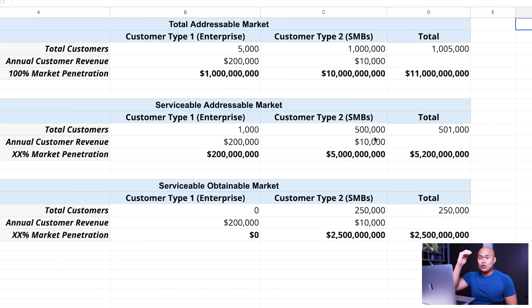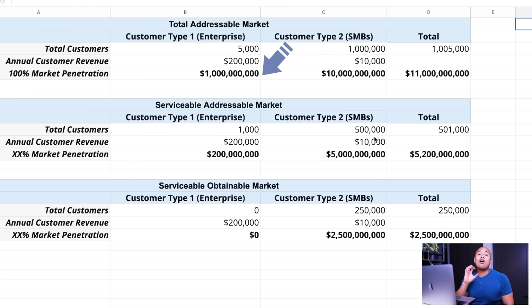And if we look at the different columns and rows, in the rows we have to understand the number of total customers. We have to understand the annual customer revenue coming from those customers. And then also, what is that total for 100% of that in terms of penetration? So in this example, we have a total of 5,000 enterprises within this space that make up the total addressable market. Each of those customers on average will bring in $200,000.